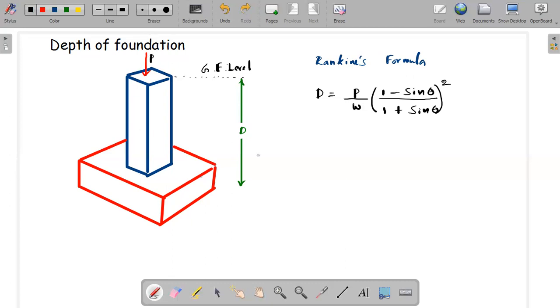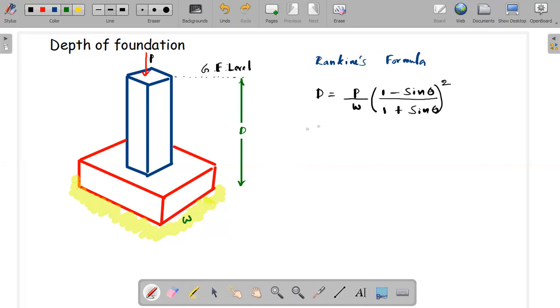Then what is W? W is the density of the soil. According to the structure and the site, you can see several kinds of soils. So this is the soil on which we are going to construct our footing. Before we construct our footing, you need to know what kind of soil is there. Then you need to find the density. We call density W. So W is the density.